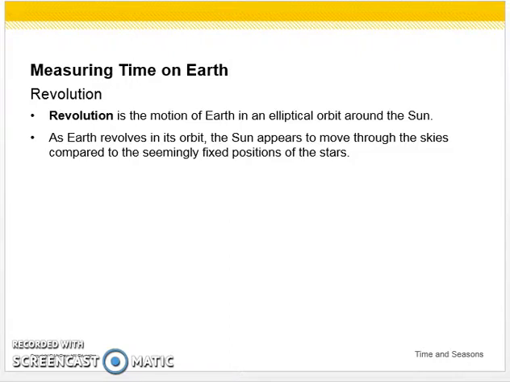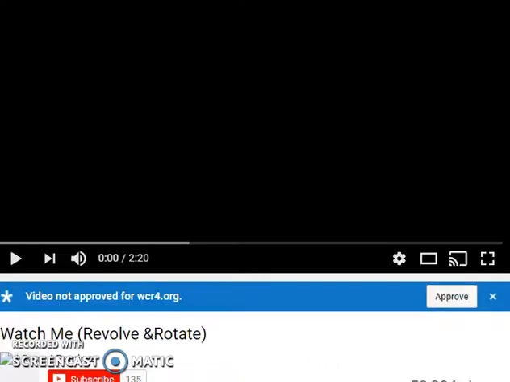Revolution is the motion of Earth in an elliptical orbit around the sun. As Earth revolves in its orbit, the sun appears to move through the skies compared to the seemingly fixed positions of the stars.